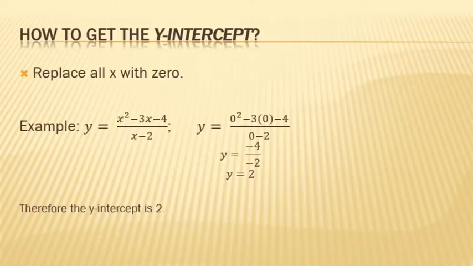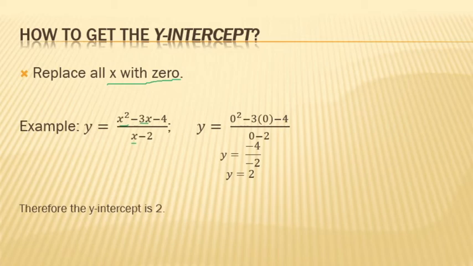How to get the y-intercept? Replace all x with 0. So, palitan natin ito ng 0. Palitan natin ito ng 0. Palitan natin yun ng 0. Ibig sabihin nun, mawawala na yun because 0 raised to 2 is 0.